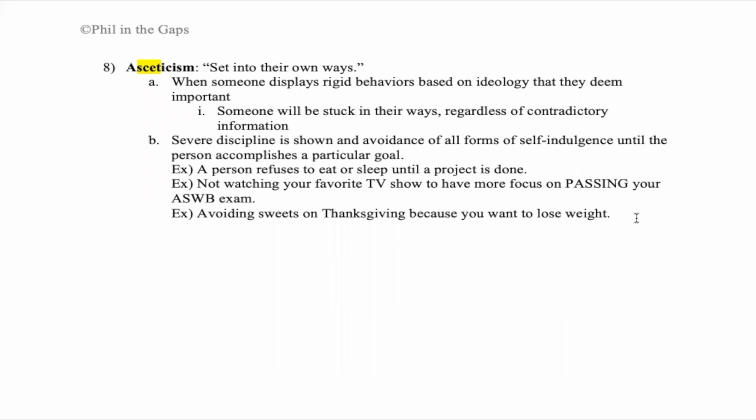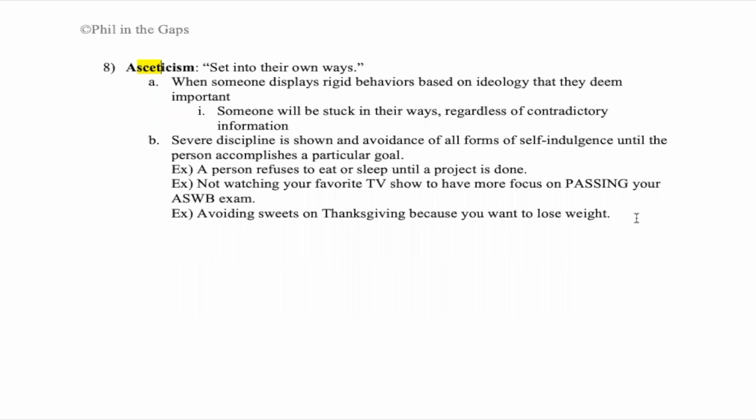It's when somebody displays rigid behaviors based on an ideology that they deem important. It's when somebody will be stuck in their ways, regardless of contradictory information. So it's severe discipline that is shown in avoidance of all forms of self indulgence until the person accomplishes a particular goal. So, a couple of examples to articulate this a little bit further. A person refuses to eat or sleep until a project is done. Stated in a different way, a social worker will refuse to eat until they complete their progress notes.